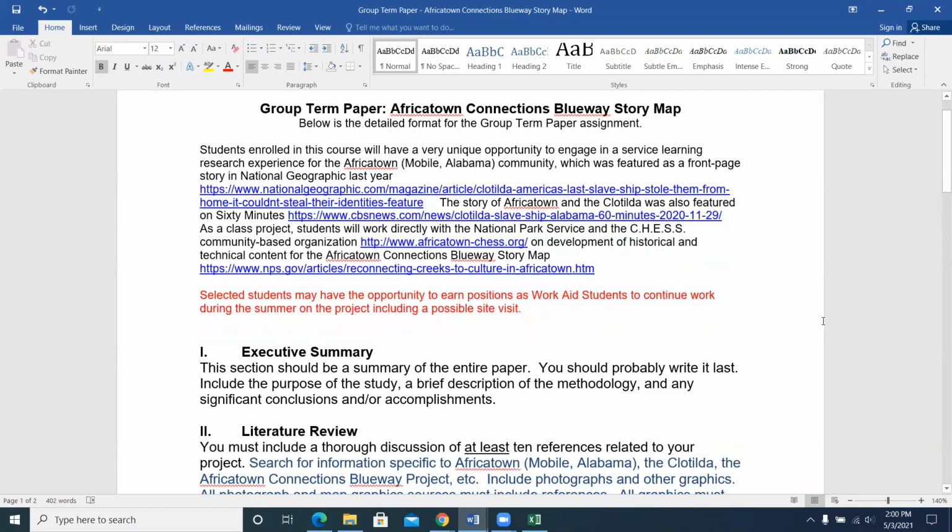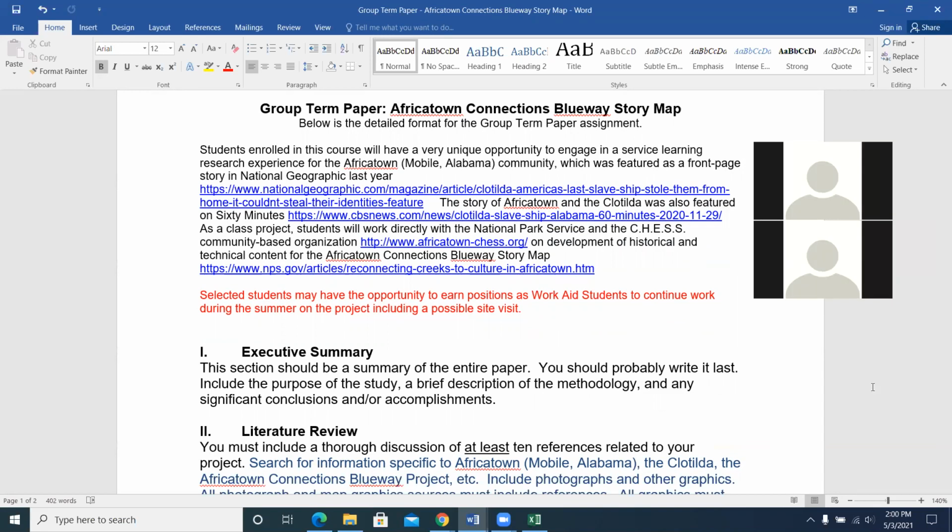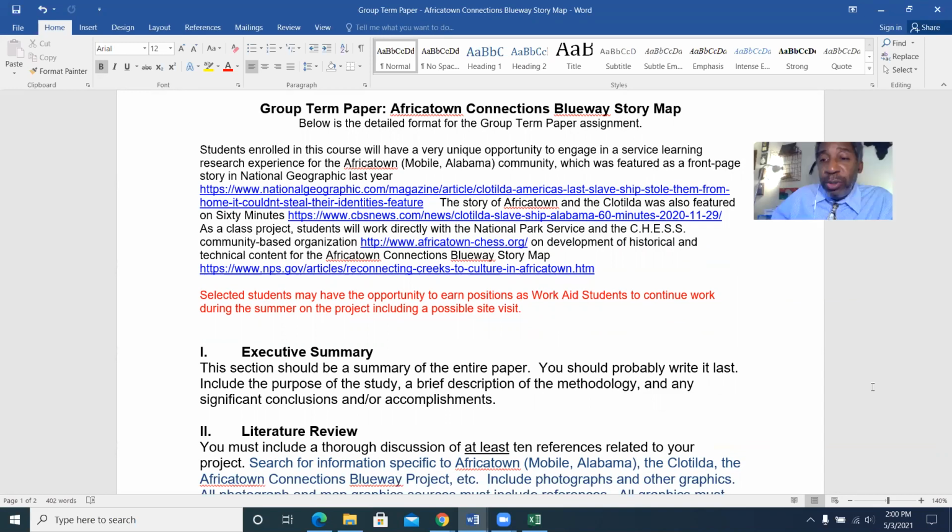Now, this term paper is a group term paper. It's a collective effort. You all will be building the real story map for Africatown, for the Africatown Connections Blueway. I was reading some of the comments that, since we've gone virtual, you all are getting a lot of busy work. This is not busy work. This is for real.